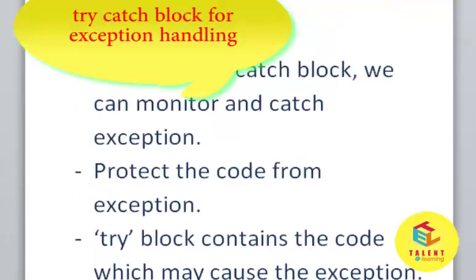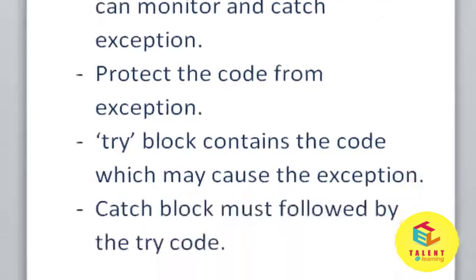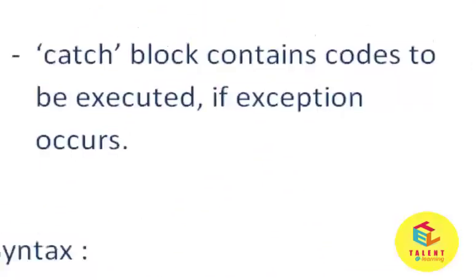Now, let's take a look at the try and catch block, which is a good mechanism for exception handling. Using try and catch block, we can monitor and catch exceptions. So we can protect our code from exceptions and the program can run smoothly without any error. Try block contains the code which may cause the exception. Catch block must be followed by the try block. Catch block contains code to be executed if an exception occurs.